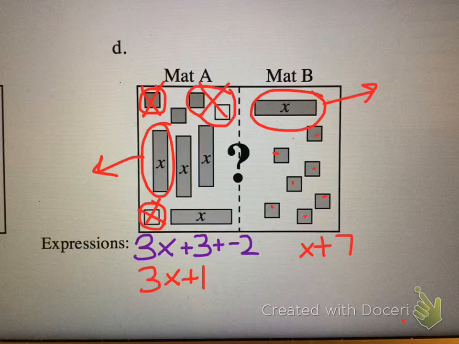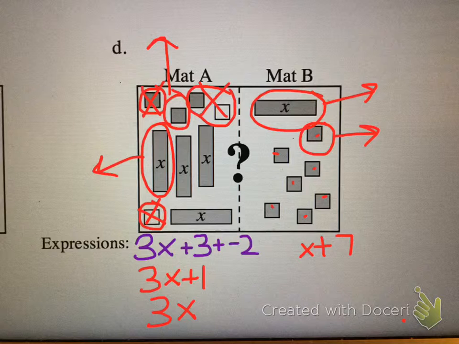Also, in Mat A, I have a positive 1 I'm going to remove. In Mat B, I have a positive 1 that I'm going to remove. What I'm left with is 3x, and then on the other side, I'm left with 6.